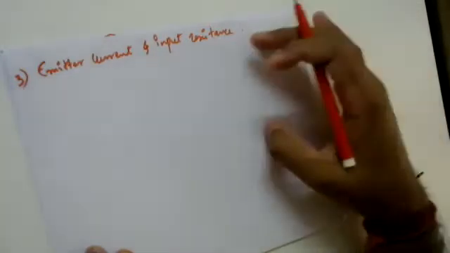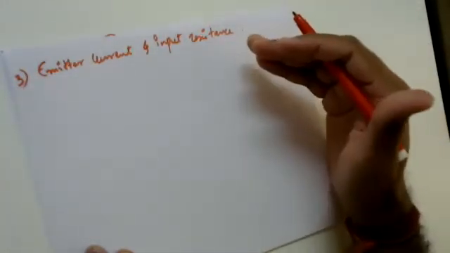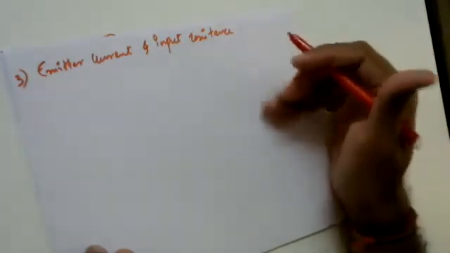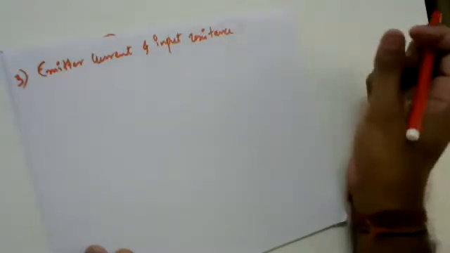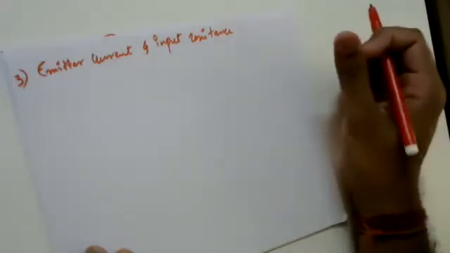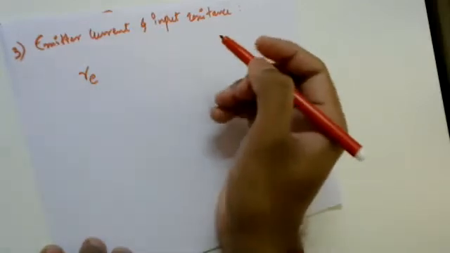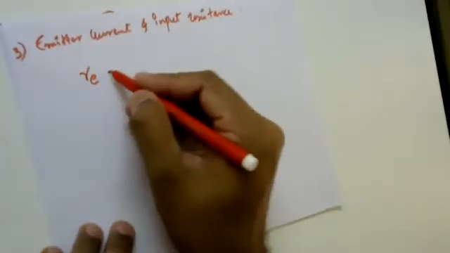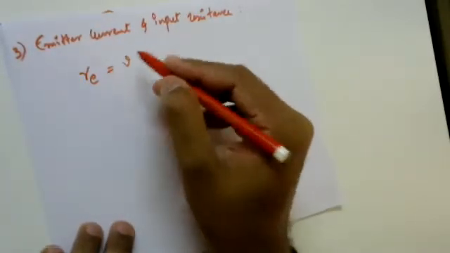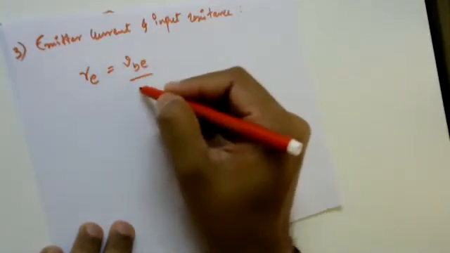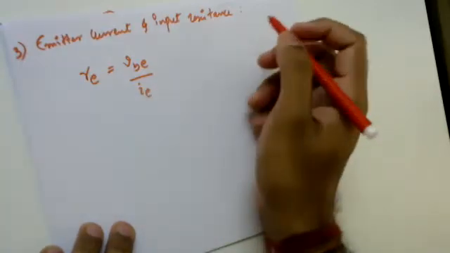is the resistance which is being seen between the base and emitter. The small signal resistance between the base and emitter, looking into the emitter, can be defined as resistance at emitter Re. Resistance at emitter Re can be defined as the voltage seen between base and emitter, that is VBE, divided by the emitter current.